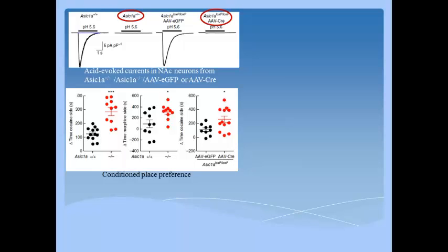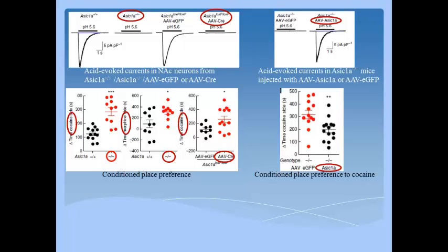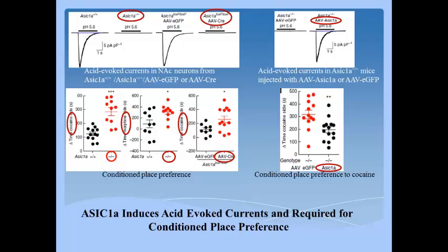Also, ASIC1A knockout and selective partial knockout of ASIC1A in nucleus accumbens mice exhibited a significantly greater cocaine and morphine-conditioned place preference. In addition, ASIC1A injection restored acid-evoked currents and reduced conditioned place preference to cocaine. So, ASIC1A induces acid-evoked currents and is required for conditioned place preference.